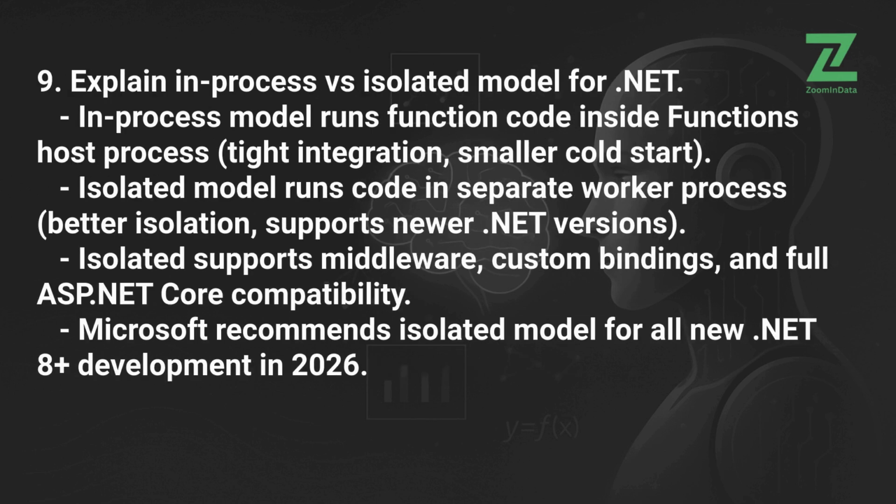9. Explain in-process versus isolated model for .NET. In-process model runs function code inside functions host process. Tight integration, smaller cold start. Isolated model runs code in separate worker process. Better isolation. Supports newer .NET versions. Isolated supports middleware, custom bindings, and full ASP.NET Core compatibility. Microsoft recommends isolated model for all new .NET 8 Plus development in 2026.